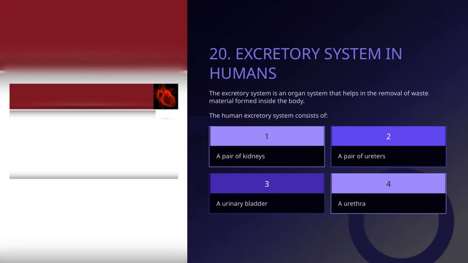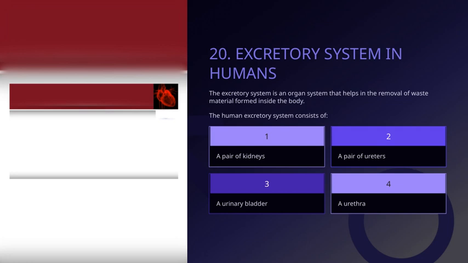Let's talk about the excretory system in humans. This system plays a crucial role in helping our body get rid of waste materials that are produced inside us. Without it, these wastes could build up and cause serious health issues. The main components of the human excretory system include a pair of kidneys, which are vital for filtering blood and removing waste. There's also the urinary bladder, which stores urine until it's ready to be expelled.